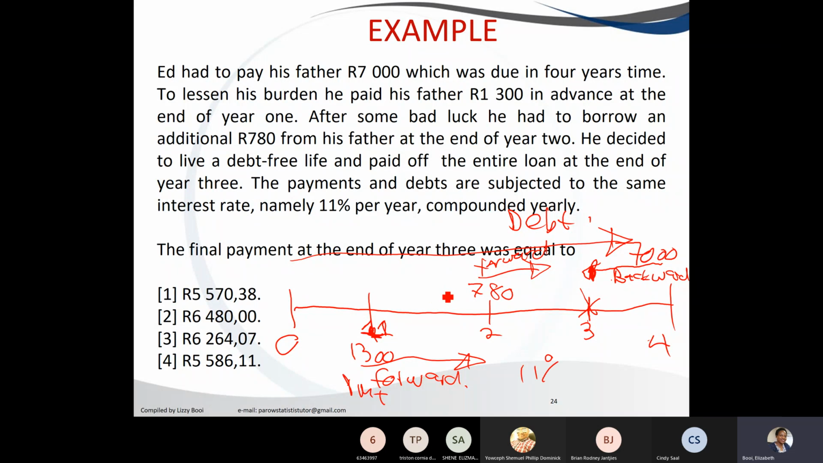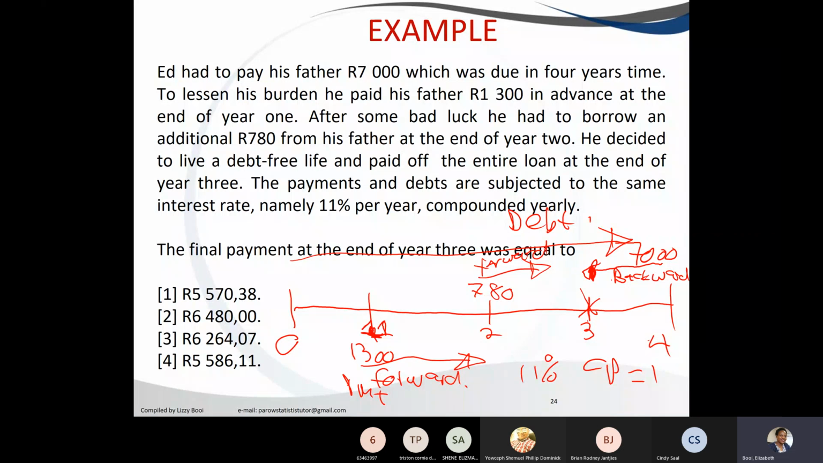So 11% per annum, and it's compounded. Our compounding period is equal to yearly. So it's 1. Make our life easier. What will be the final payment? What will be that lump sum amount that he has to settle at year 3? Because now he's moving the 7,000 backwards. He's also moving the money forward.